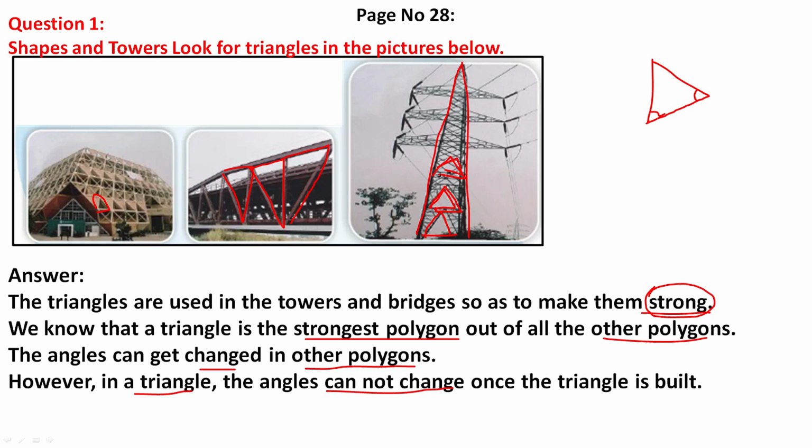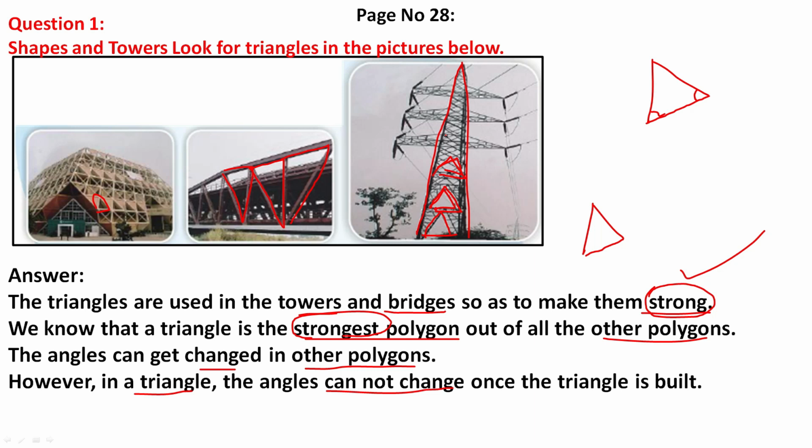Here the main reason is that triangles are used in towers and bridges so as to make them strong. The triangular shape makes them strong. We know that the triangle is the strongest polygon out of all other polygons. That is what they are using, the triangular shape in the bridges and in the tower, telephone tower or EB tower.